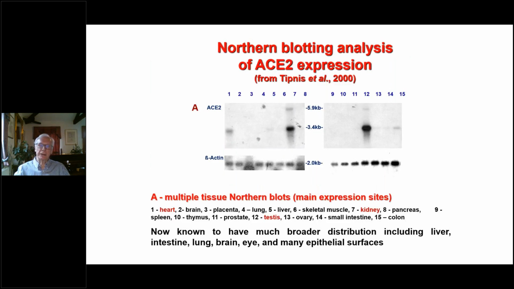In our initial analysis of the localization of expression of ACE2, we found three major sites of expression: heart, testis, and kidney, very similar to ACE. But we now know from much more extensive studies from many groups that it has a much broader distribution and is particularly abundant on many epithelial surfaces.